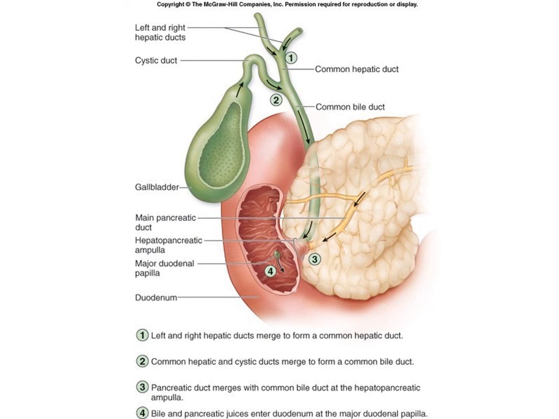So the left and right hepatic ducts merge to form a common hepatic duct. The common hepatic and cystic ducts merge to form a common bile duct. The pancreatic duct merges with the common bile duct at the hepatopancreatic ampulla, and fourth, the bile and pancreatic juices enter the duodenum at the major duodenal papilla for the process of digestion in the small intestine. So this is all about the first accessory digestive organ, the liver. In the next video, we will discuss the next accessory digestive organ, the pancreas.